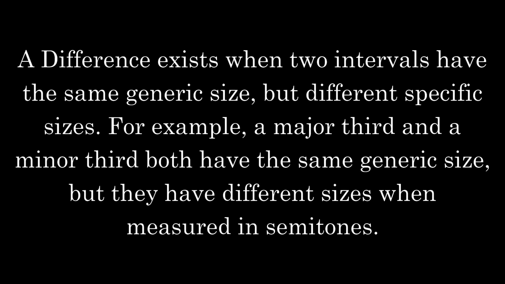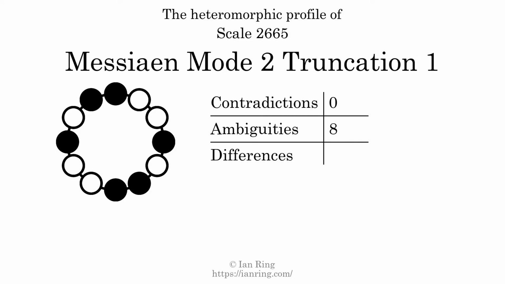A difference exists when 2 intervals have the same generic size, but different specific sizes. For example, a major third and a minor third both have the same generic size, but they have different sizes when measured in semitones. The number of differences in this scale is 48.